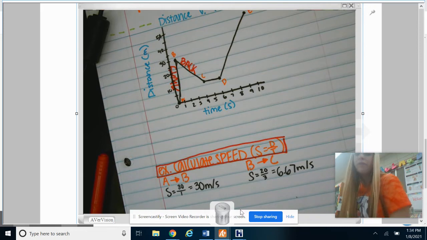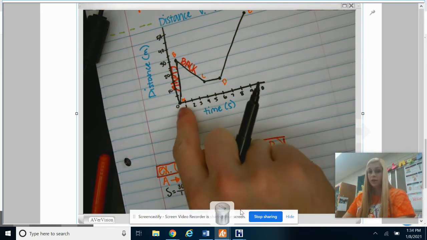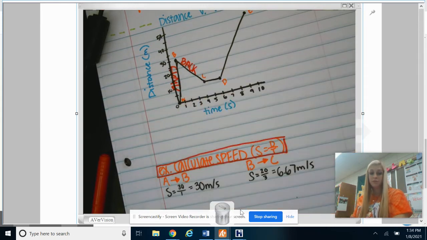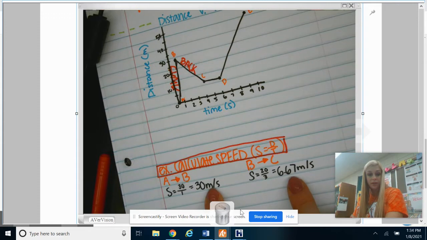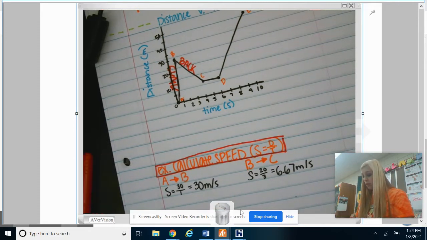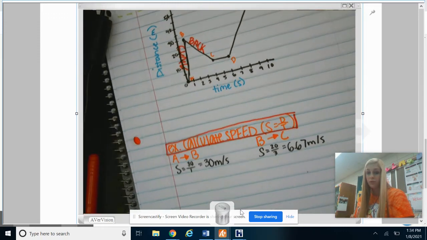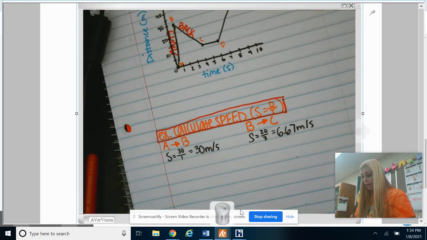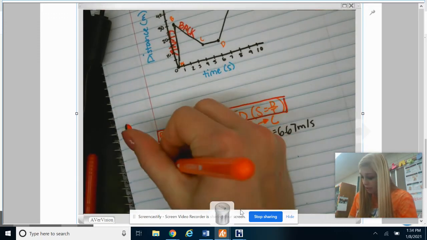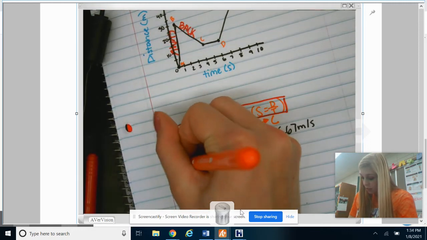So where were we traveling at a faster speed? Was it from A to B or B to C? We can answer that for sure because we calculated speed right here. So let's keep going. Let's see where we have the greatest speed in the whole graph. Let's go from point C to point D.